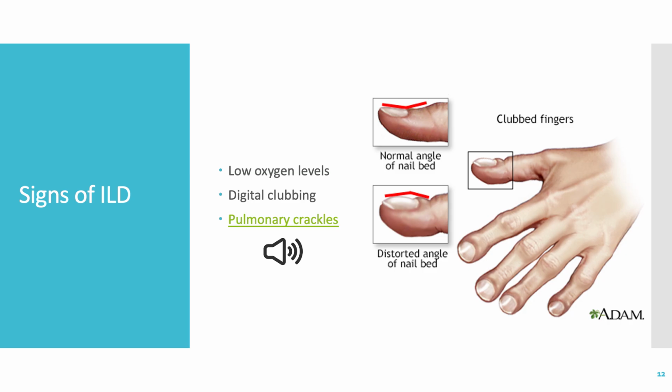Digital clubbing is what's pictured here on the screen, where the angle of the nail bed becomes distorted, is another sign. And then pulmonary crackles, which I think for the sake of time, we might not play the video, but it sounds like what you'd expect. If you ever had Rice Krispie cereal and poured milk over it and heard that little crackly sound, we can hear that when we listen with a stethoscope to the lungs of patients with interstitial lung disease. And that's from areas of lungs that have scar tissue that have formed, that are making that sound as you breathe in and breathe out.